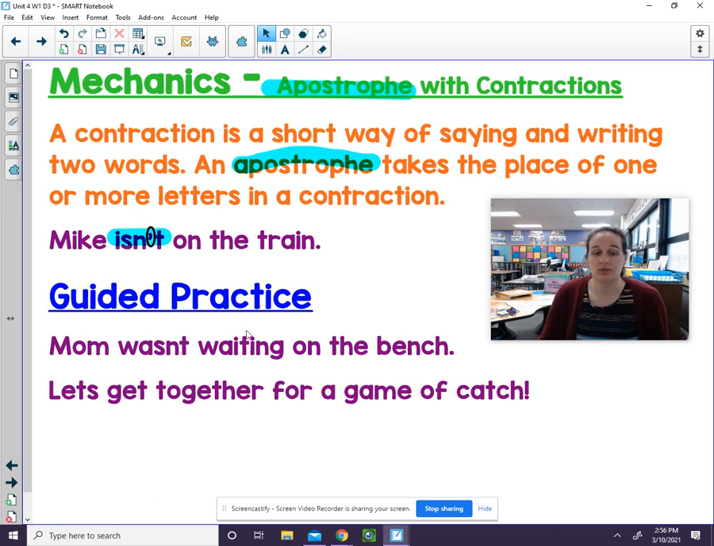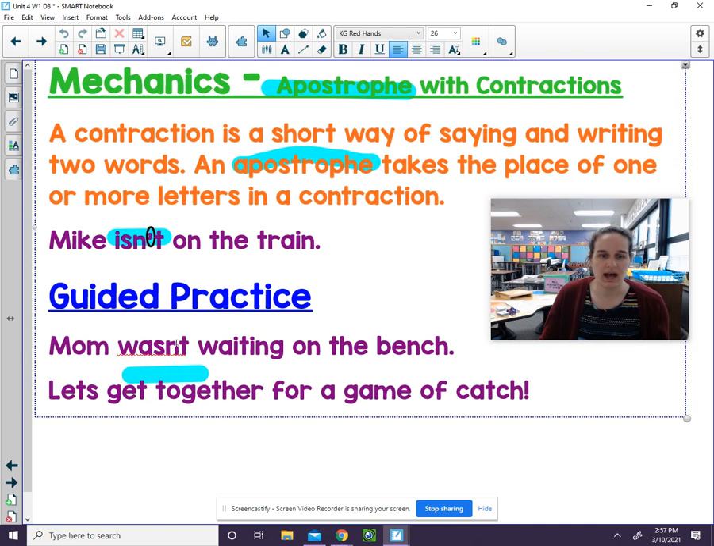Let's go ahead and look at these sentences down here, and we want to correct each contraction because they're not correct. Let's go ahead and listen. Mom wasn't waiting on the bench. Okay, well, what word's the contraction? I read the wrong thing. Mom wasn't waiting on the bench. Well, I don't see a word that has an apostrophe, but there is a word that has a contraction. Wasn't. Well, what's wrong with wasn't? You need the apostrophe. So we're going to go back and add in the apostrophe.